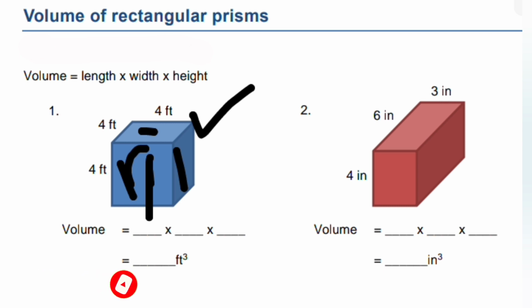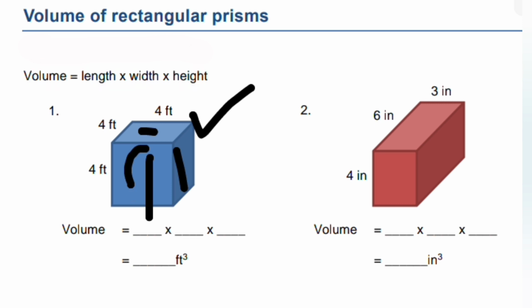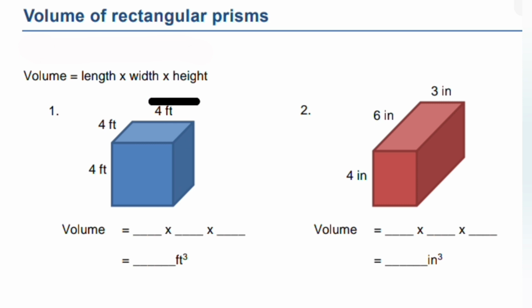To find that, we have a formula: volume equals length times width times height. This is our formula for a rectangular prism. So we use this to find out the volume of the first prism. For this one we have this side, this side and this side, and these are the length, width and height of the rectangular prism.